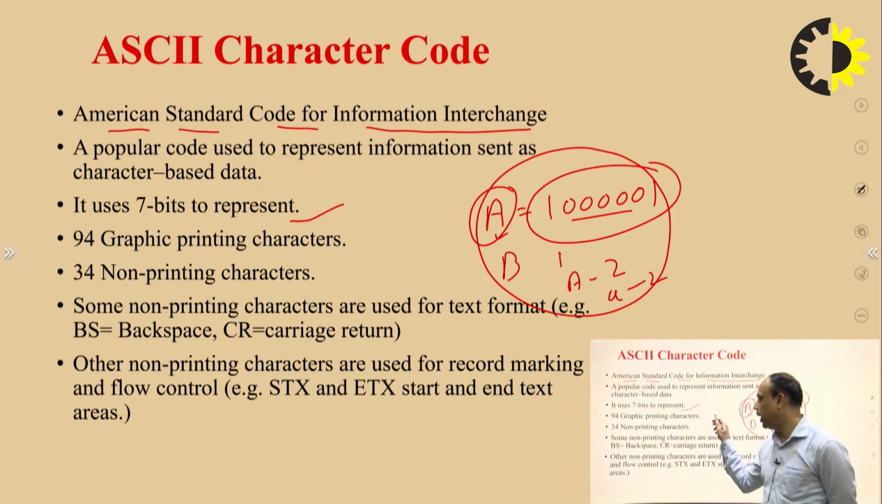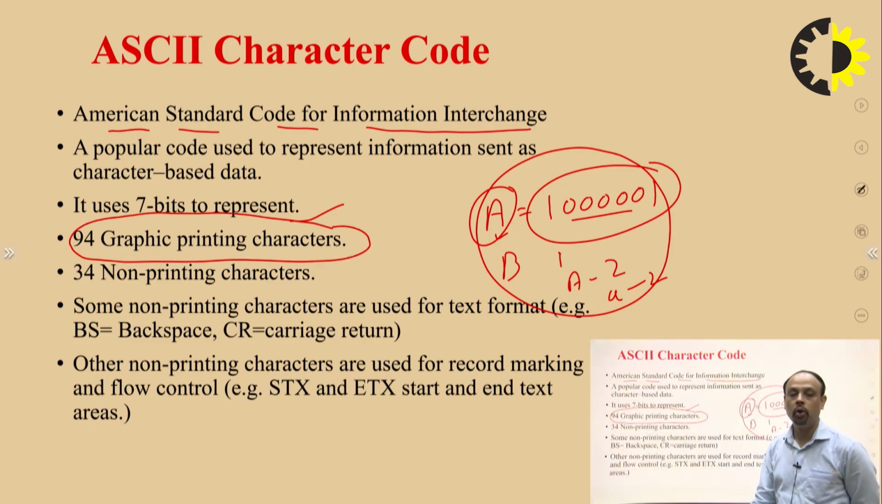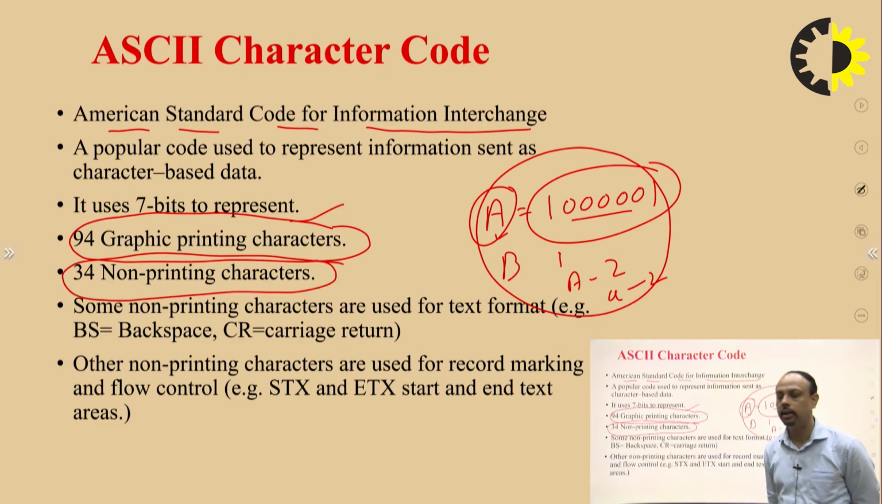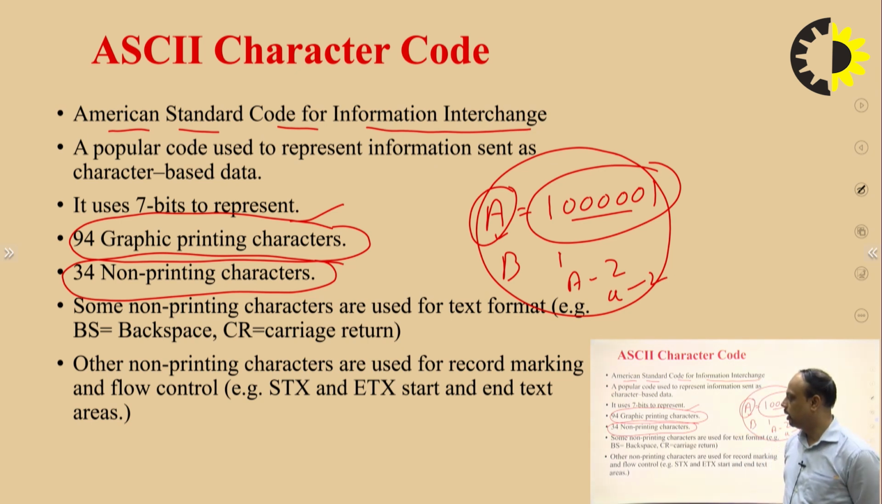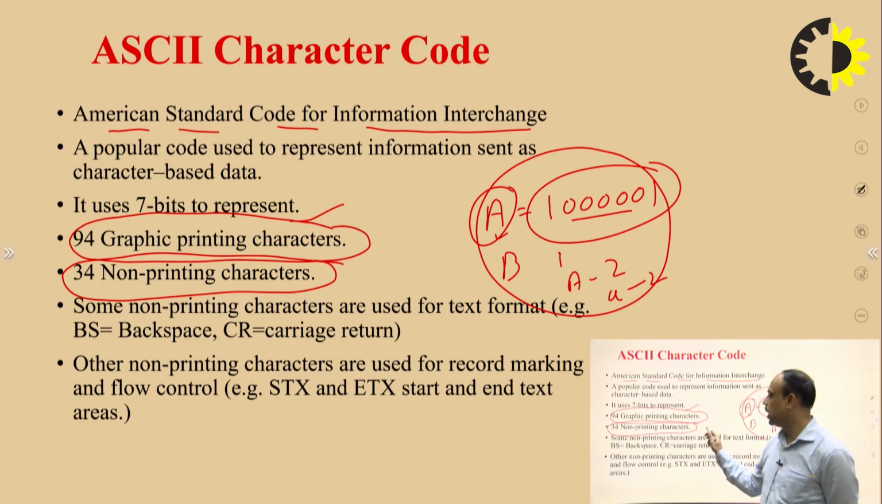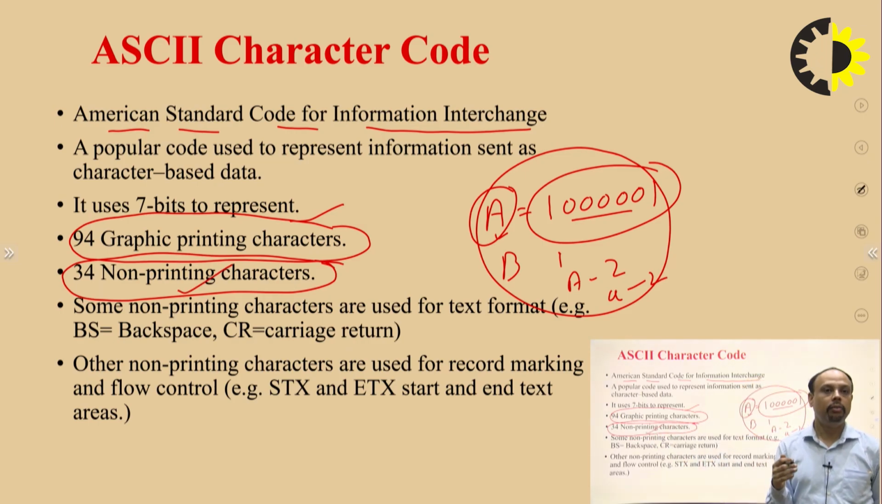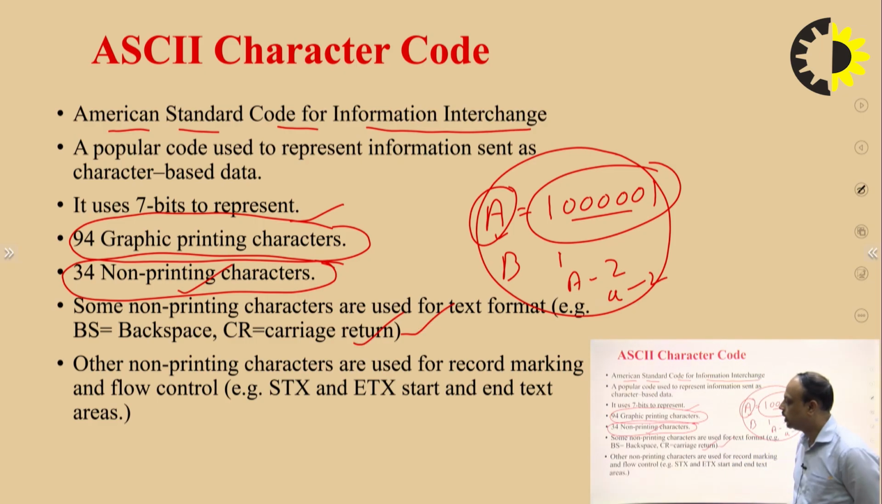There are 94 such symbols which have a 7-bit ASCII code, and 34 non-printable symbols, non-printing characters like backspace, like space bar. These are not printed, and again a code is assigned to them. So 34 such symbols are there which are not printed but have an ASCII code in this ASCII table. These are examples of some non-printable codes here and here.